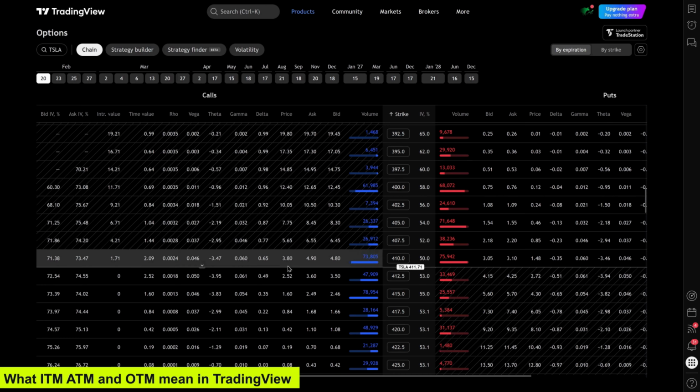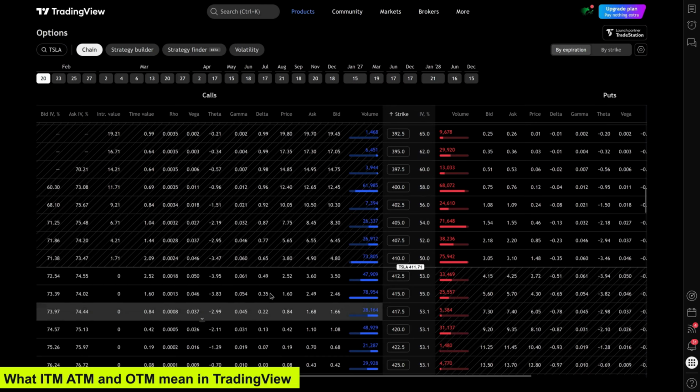Like the one you are seeing here for TSLA, you will notice the strike prices listed in the middle column. Right beside the 410 strike, you can see the current stock price displayed as TSLA 411.71. That number is what helps you determine ITM, ATM, and OTM. ITM means in the money. For call options on the left side, any strike price below 411.71 is in the money.